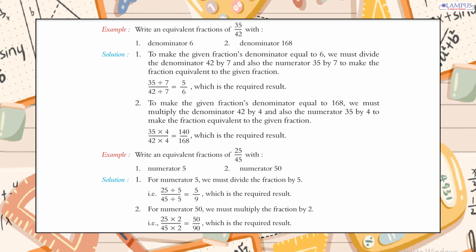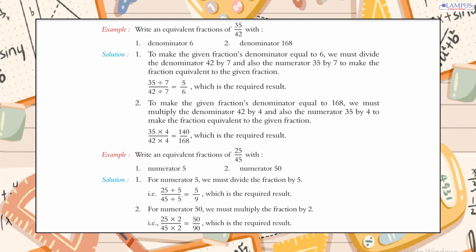2. To make the given fraction's denominator equal to 168, we must multiply the denominator 42 by 4 and also the numerator 35 by 4 to make the fraction equivalent to the given fraction. 35 multiplied by 4 by 42 multiplied by 4 equals 140 by 168, which is the required result.